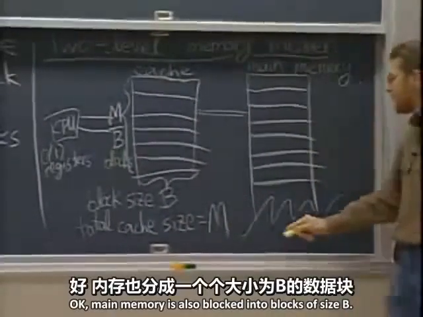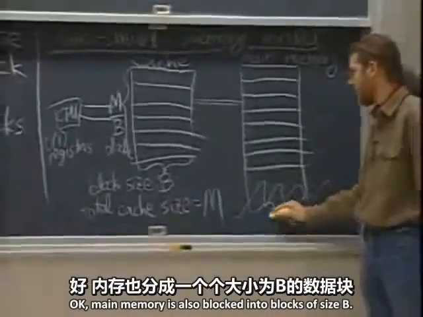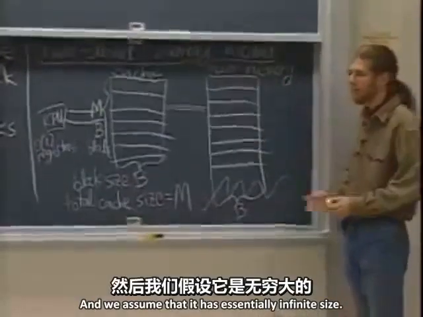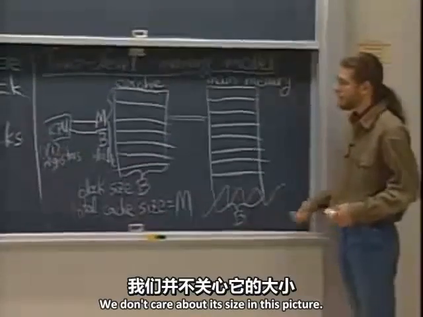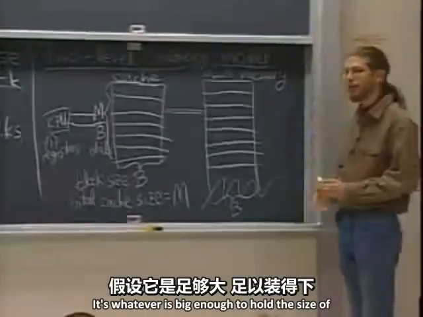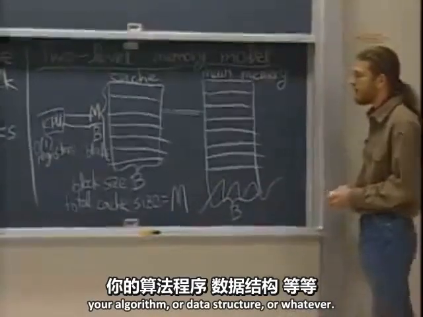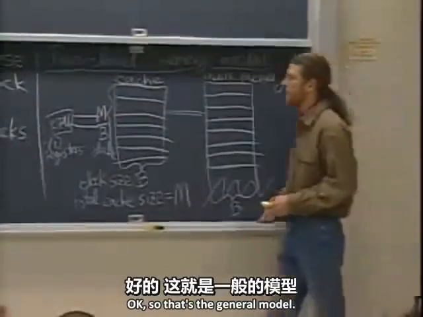Okay, main memory is also blocked into blocks of size B. And we assume that it has essentially infinite size. We don't care about its size in this picture. It's whatever is big enough to hold your algorithm or data structure or whatever. Okay, so that's the general model.